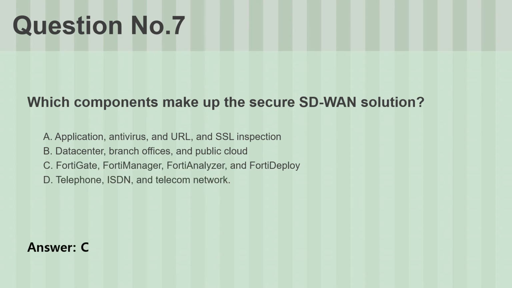Question number 7. Which components make up the secure SD-WAN solution? A. Application, antivirus, URL, and SSL inspection. B. Data center, branch offices, and public cloud. C. FortiGate, FortiManager, FortiAnalyzer, and FortiDeploy. D. Telephone, ISDN, and telecom network. Answer: C.